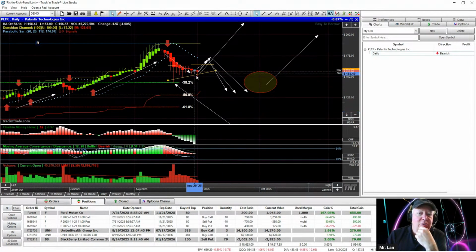Now, if you didn't and you're riding down through this, there's nothing wrong with that. You're just going to have to sit through a drawdown, and then your dividends that come out of Palantir, which are relatively large, are going to pay you, and you'll just stay in. There's nothing wrong with that. You can just stay in.